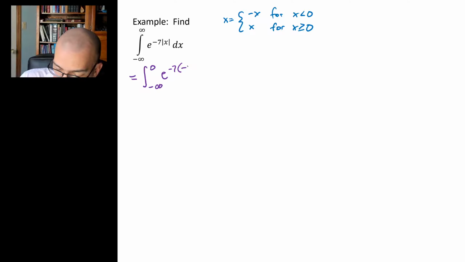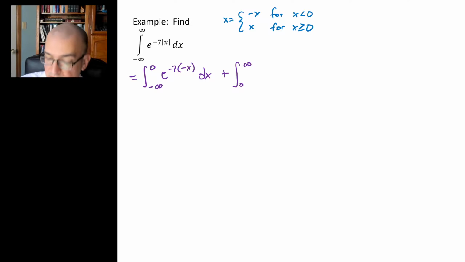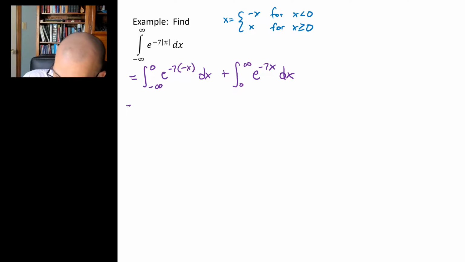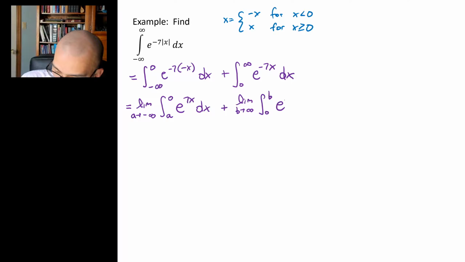Negative 7 times negative x for the first region. And for the second region, from 0 to infinity, the absolute value of x gets replaced by positive x, so we get e to the negative 7 times positive x. And then we can simplify. We can write the first one as the limit as a approaches minus infinity of the integral from a to 0 of e to the positive 7x. And the second one, limit as b approaches infinity of the integral from 0 to b of e to the negative 7x.